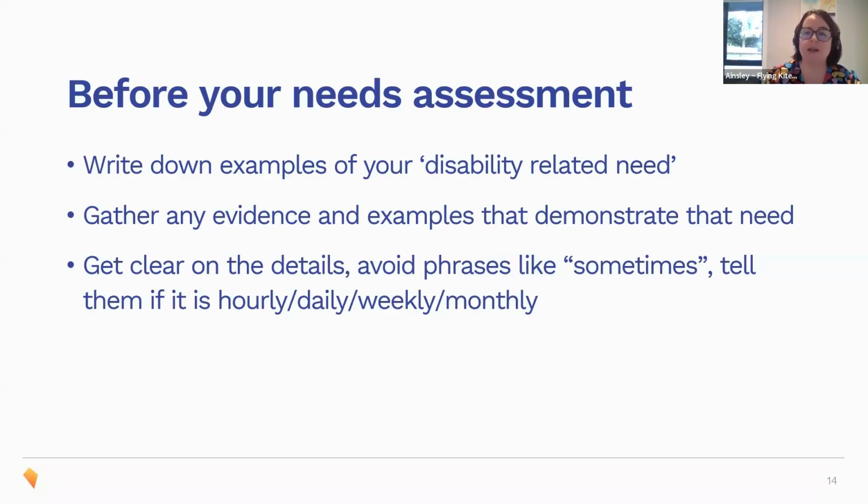Before you go, you need to write down those examples of the disability related need. You need to be really clear, and often it helps to ask AI, ask the internet, what can people this age normally do, and then you write your list of what your young person can do in comparison. Or you write down just the pieces of the day that you find hard. It's about gathering evidence and examples that demonstrate that need.